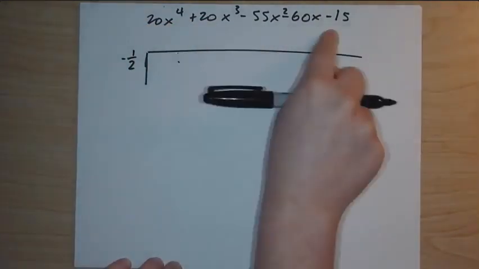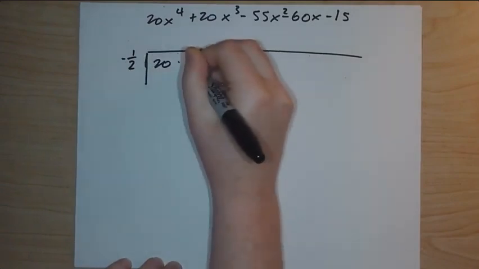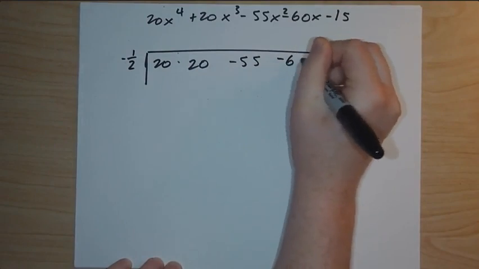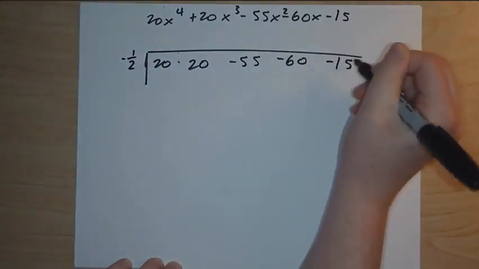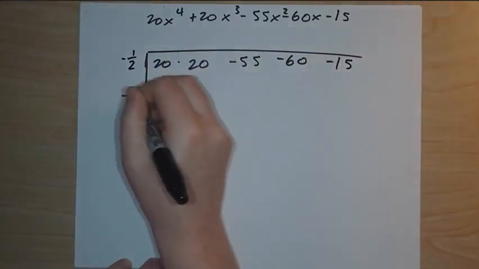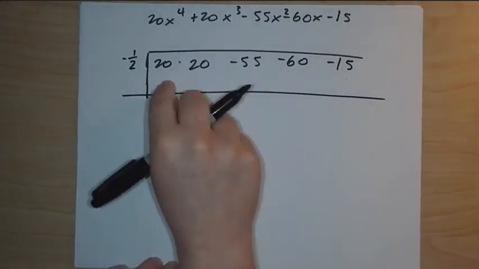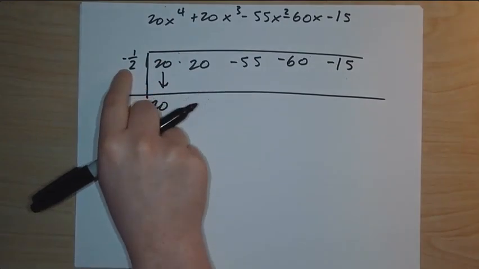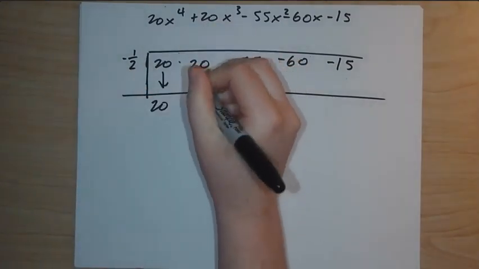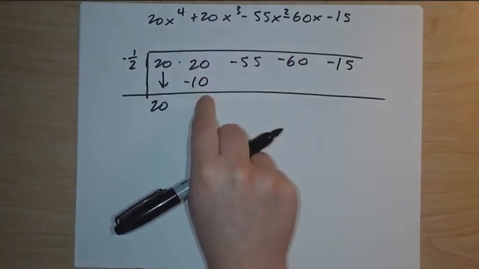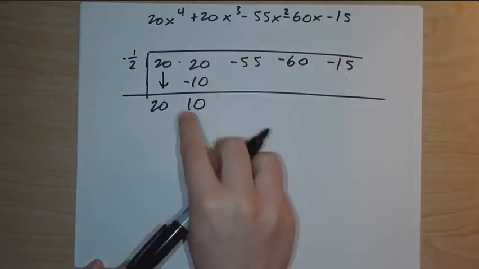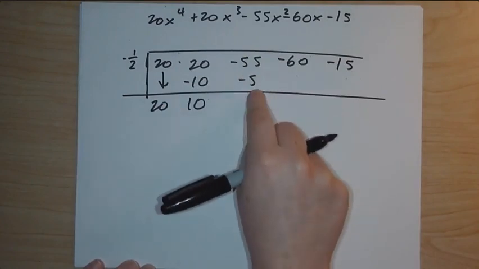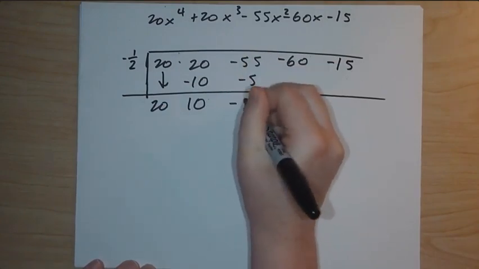So we have our coefficients are going to be 20, 20, negative 55, negative 60, and negative 15. So we're going to bring down our first coefficient, which is 20. 20 times negative 1/2 is going to give us negative 10. 20 minus 10 is 10. 10 times negative 1/2 is negative 5. Negative 55 minus 5 is going to give us negative 60.